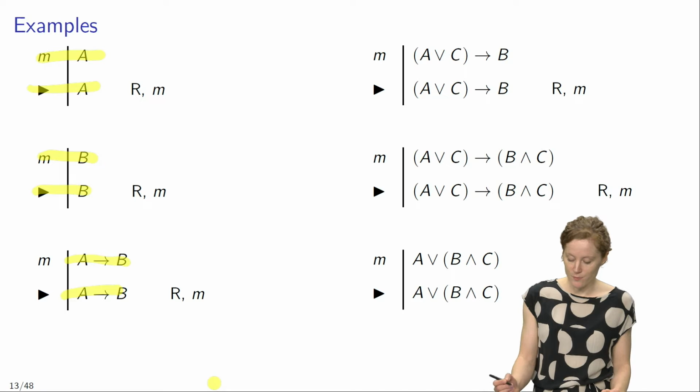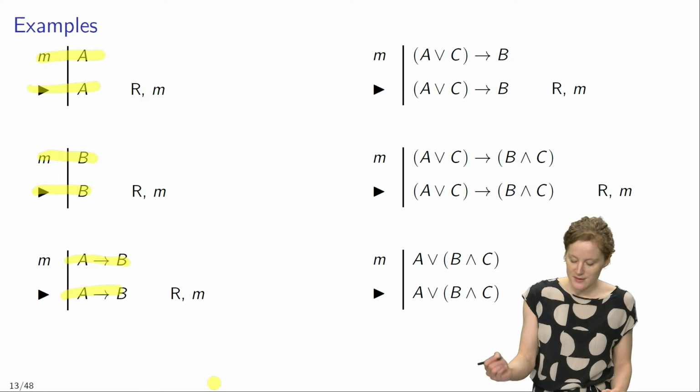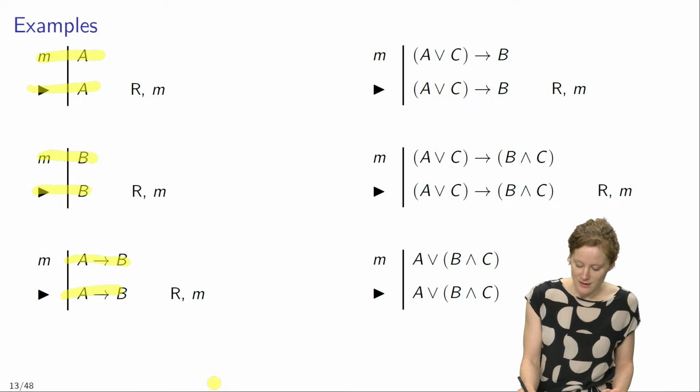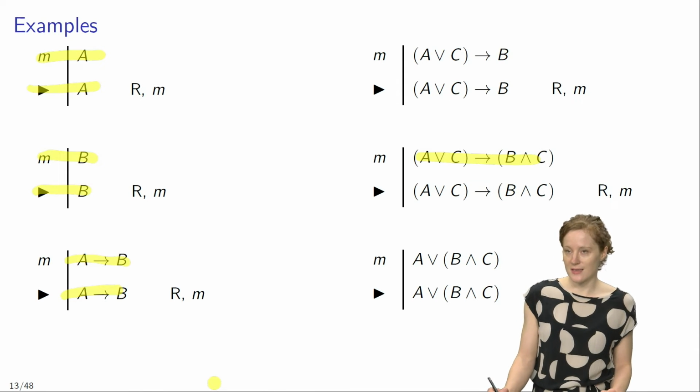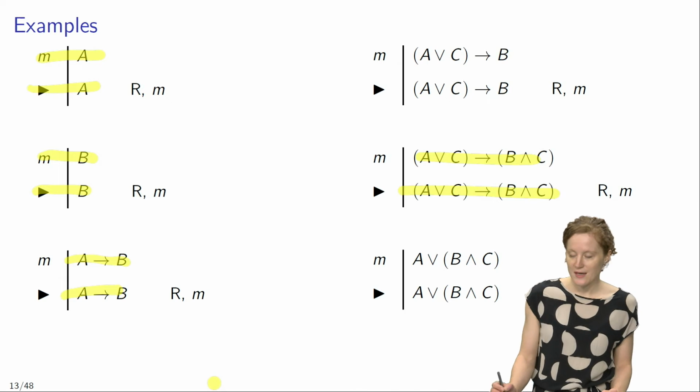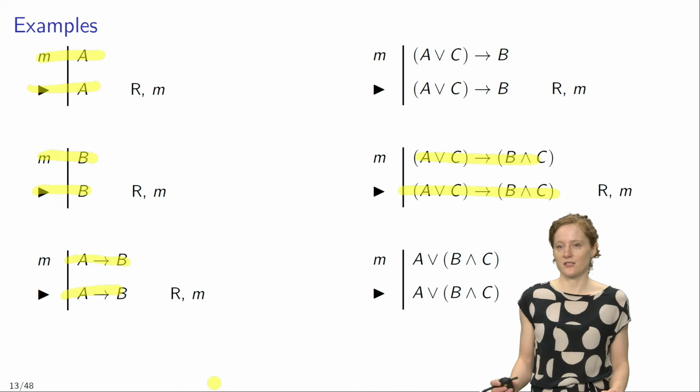So here are even more complex examples. Say you have the sentence, if A or C, then B and C. You can repeat this sentence at any later point in your proof and cite the rule reiteration.